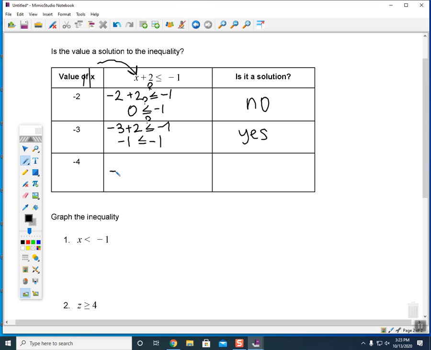Last one then is negative 4 plus 2. Is that less than or equal to negative 1? So negative 4 plus 2 is negative 2. Is negative 2 less than or equal to negative 1? Sure is. This is a solution.